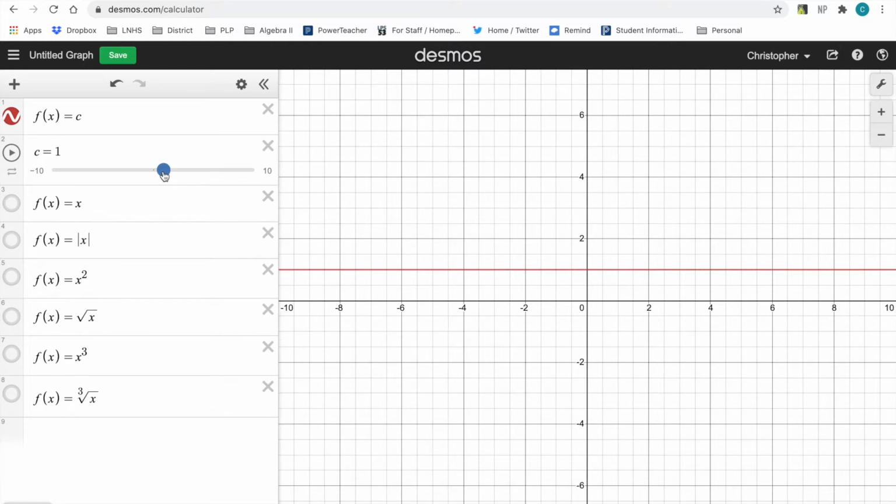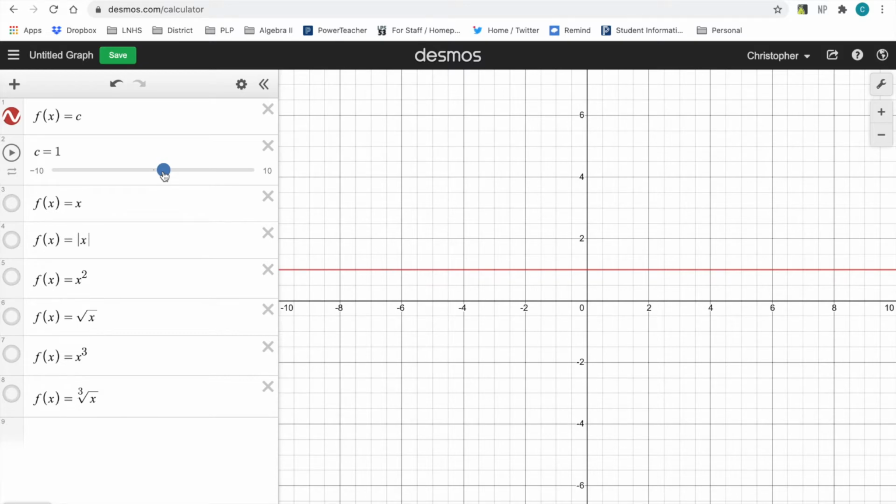So for domain and range, we'll notice here that the domain of this graph, remember domain is how far left to how far right. Well, since this graph covers the entire x-axis, our domain will be all real numbers, or another way of saying negative infinity to positive infinity.